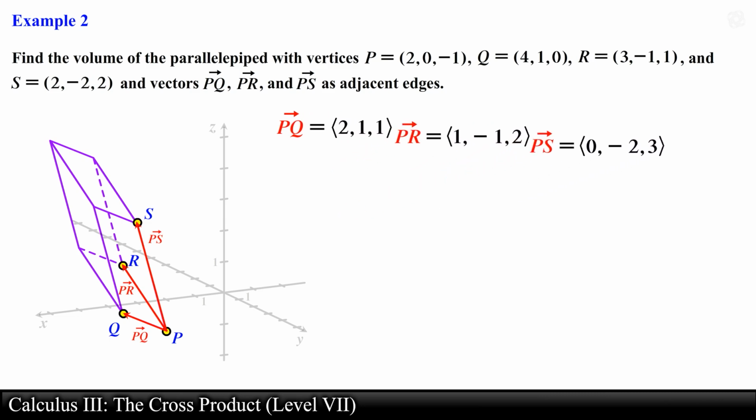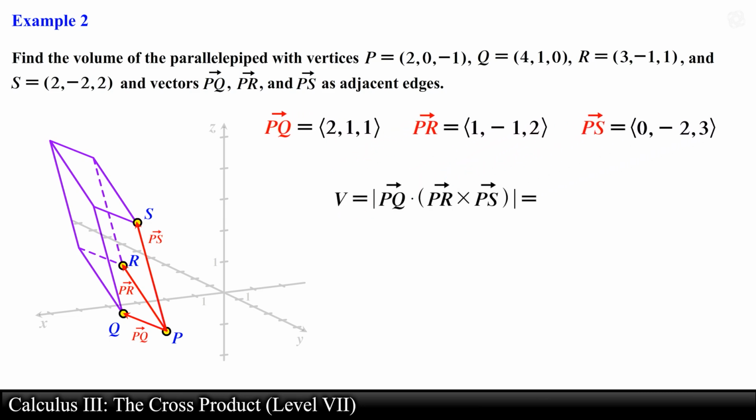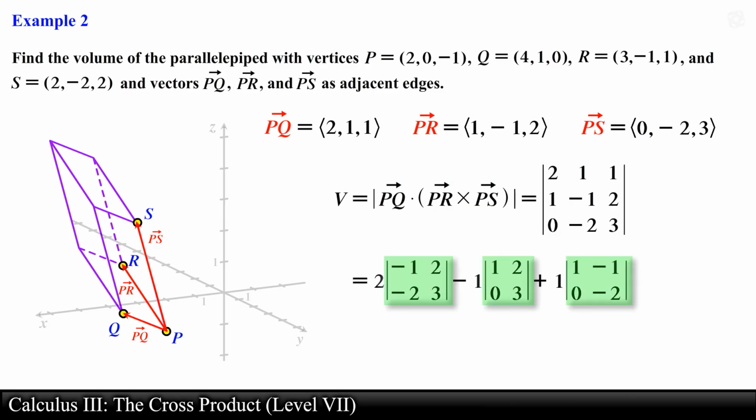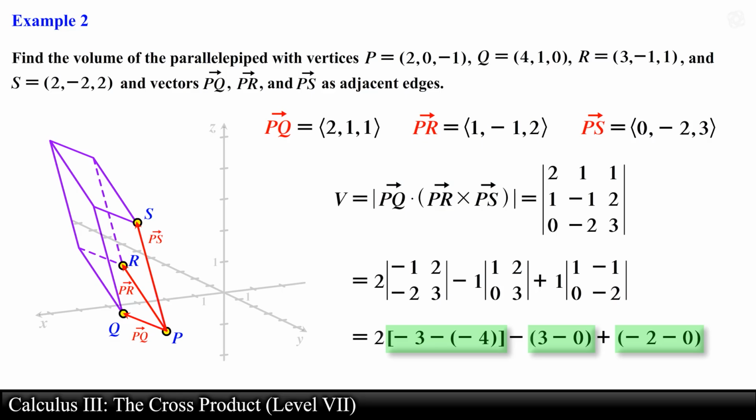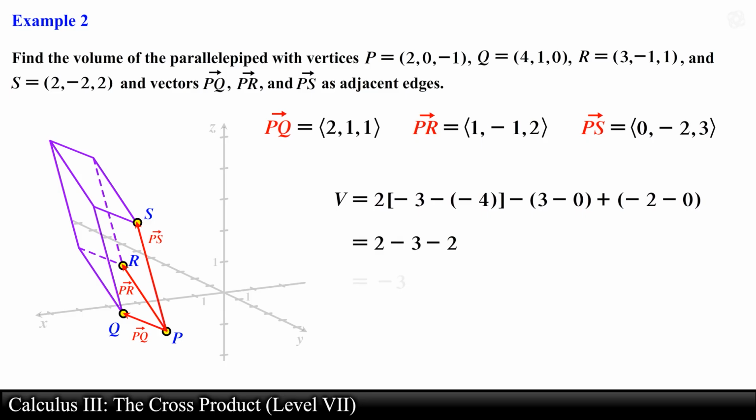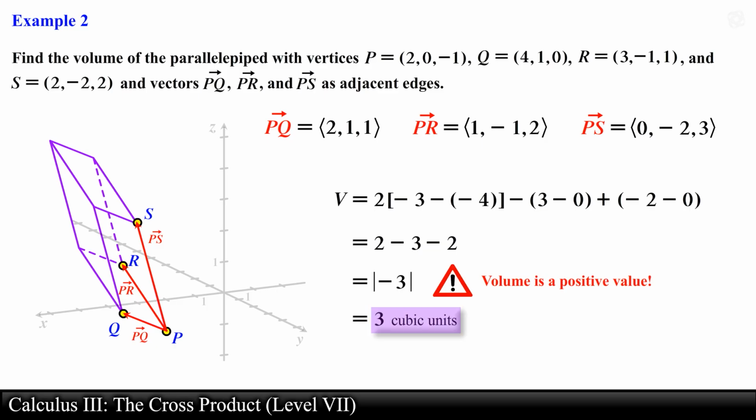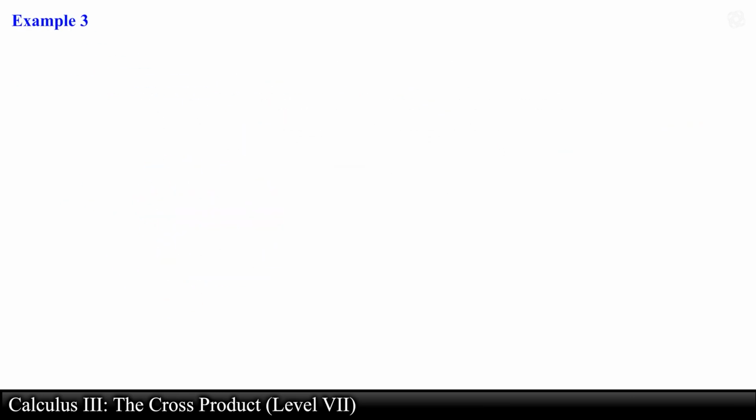Next, we go ahead and compute the scalar triple product. So we set up our determinant and find the minors as follows. Then we find the determinant of each 2x2 matrix and simplify the expression. Doing that, we obtain -3. Recall that the volume has to be a positive number, so we take the absolute value, obtaining 3 cubic units as the final answer. Let's try the next example.